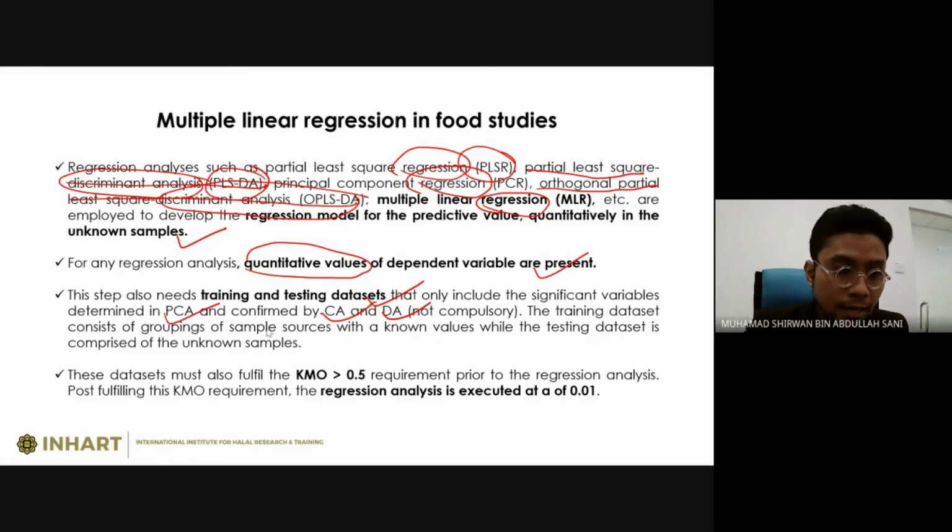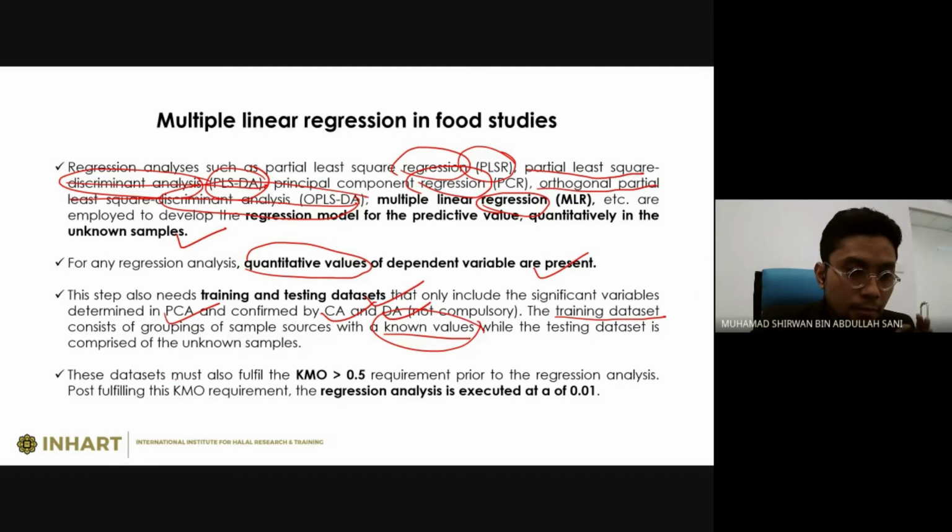The training data set consists of grouping of sample sources with known values, while the testing data set is comprised of the unknown samples. So in the training data set, we have sample sources with known values. Known values mean how much contaminant we prepared or have in the samples. And then the testing data set is comprised of unknown samples because we want to predict how much the contaminant is. Okay.